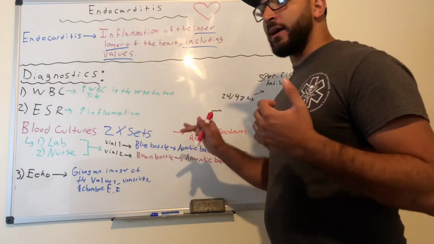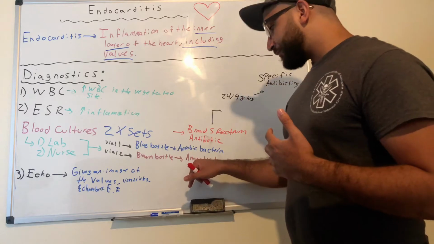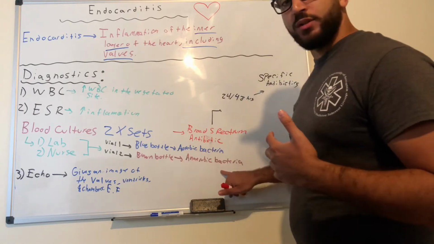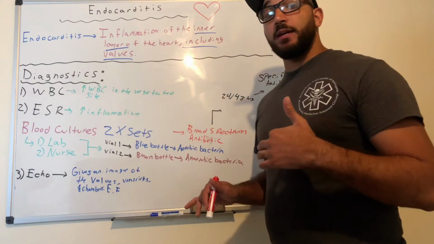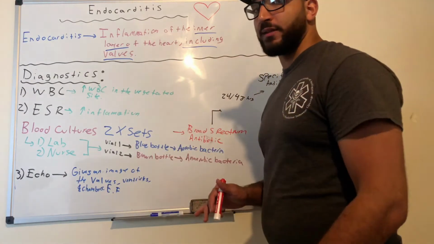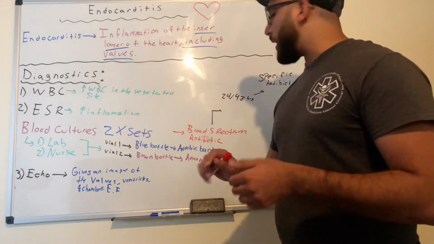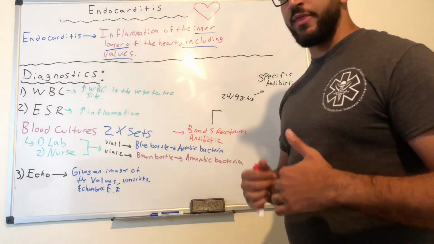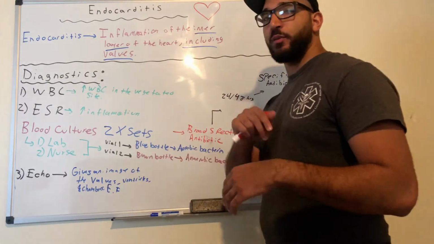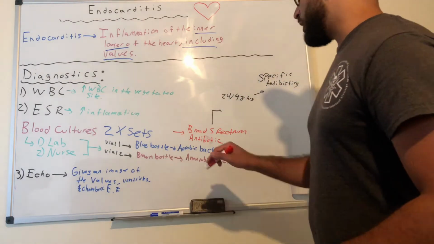The reason why there are two different vials is because if the brown bottle was used first, that's used for anaerobic bacteria, it can kill off the aerobic bacteria, which is what we don't want. So that's why we take the aerobic bacteria vial. We draw that blood work first, and then we do the brown bottle, just to be on the safe side.